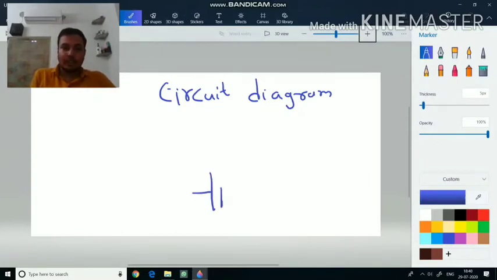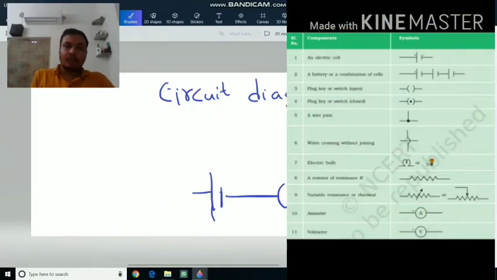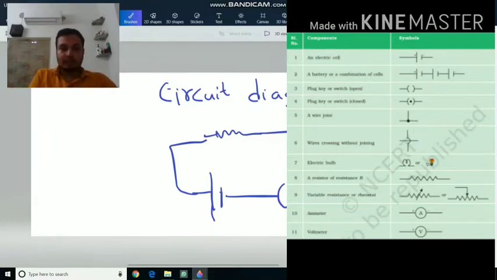It should have one cell or more cells which will produce the potential difference. It should have one key which can be opened or closed as per our convenience when we want to turn the appliance on or off. It should have the electrical appliance in the form of resistance, and it should have the connecting wires. That's it. It's very simple. This is what the electric circuit diagram consists of.